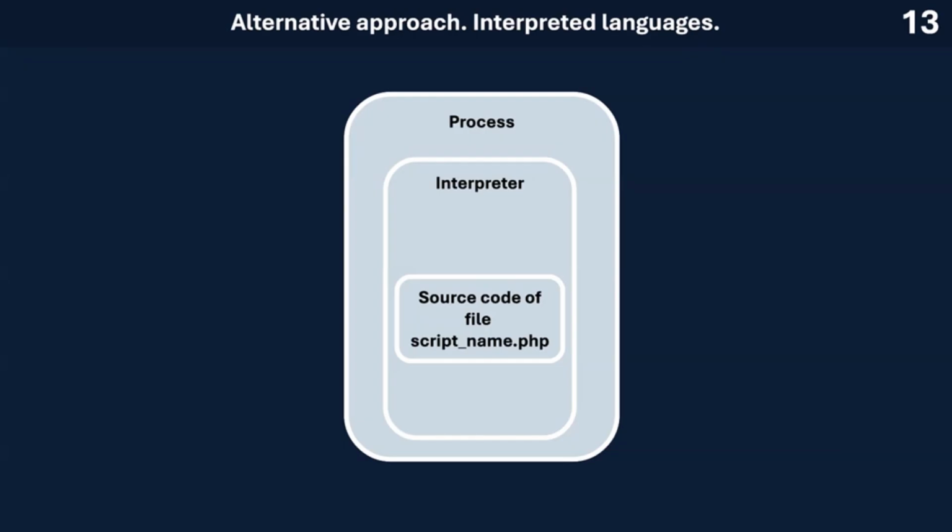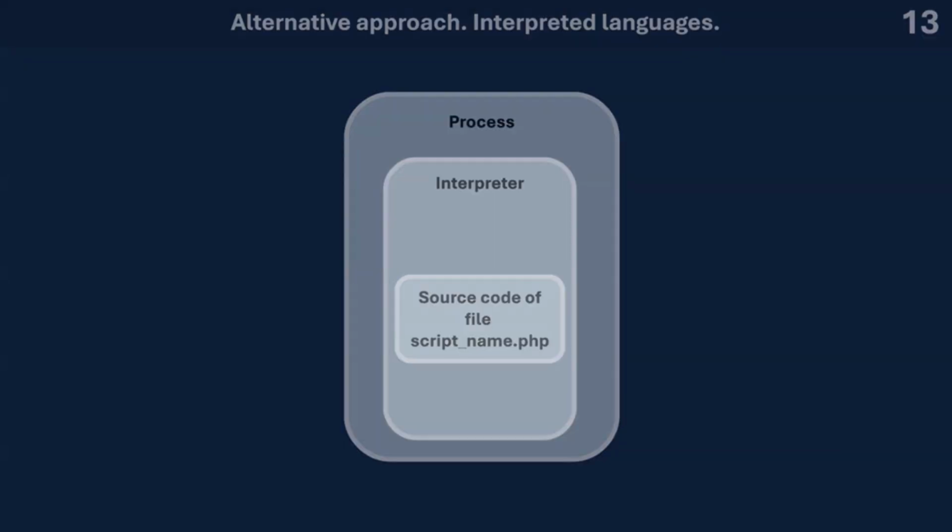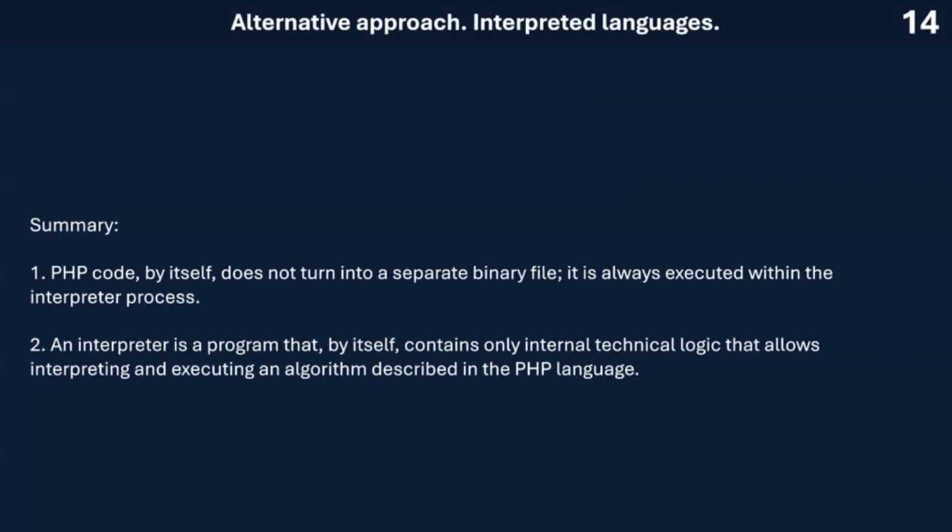There is no standalone executable file, that is, no program, but there is a final meaningful result, the process. And the applied logic or algorithm executed by this process is described in PHP. In other words, PHP code does not become a program, it becomes instructions for another program. Let's summarize. PHP code itself does not turn into a separate binary program. It always runs inside the interpreter process. An interpreter is a program that contains only internal technical logic that allows interpreting and executing algorithms described in the PHP language. Without it, PHP is useless.